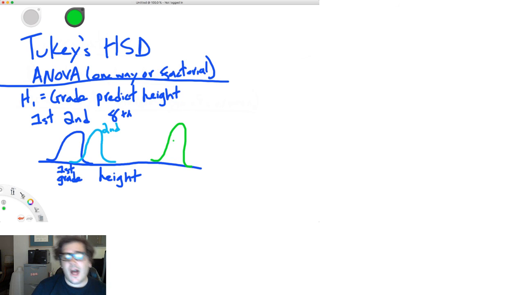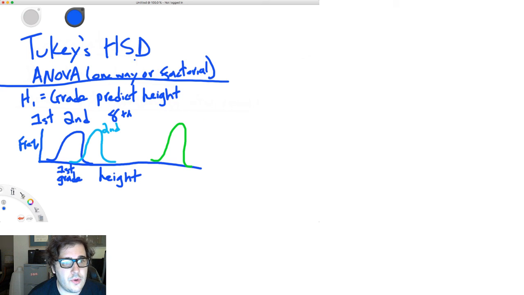If you were just to plot their heights in a graph, where the y-axis is just frequency, how many students have that height, then you would see something like this. You'd have one distribution for first graders, an overlapping but a little bit higher distribution for second graders because maybe they're a little bit taller, and then you have this distribution for eighth graders out here.